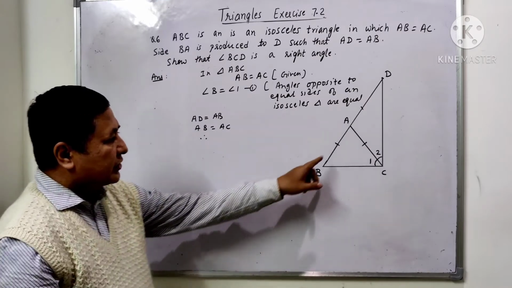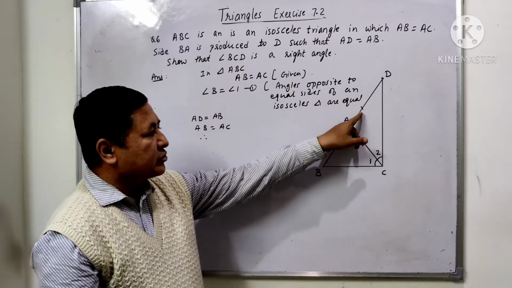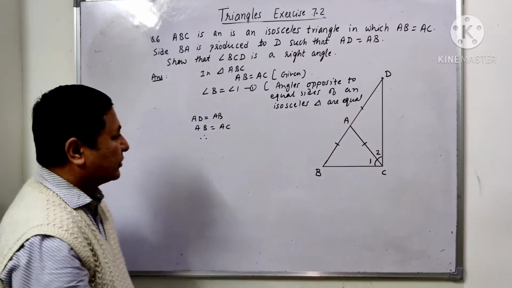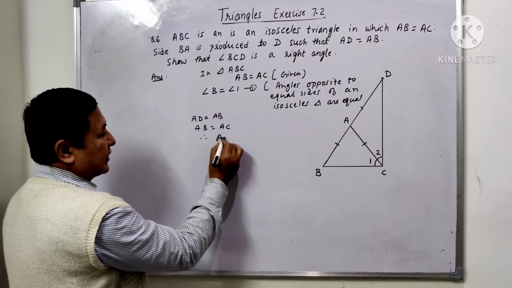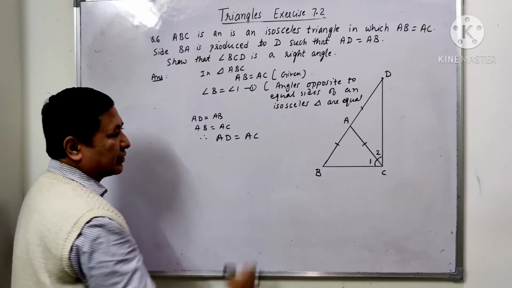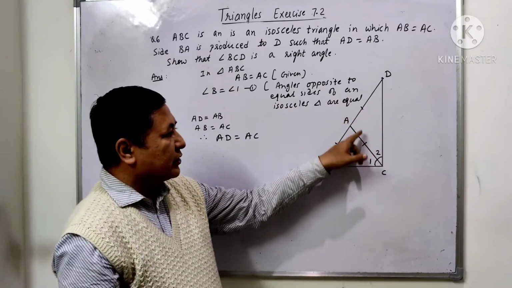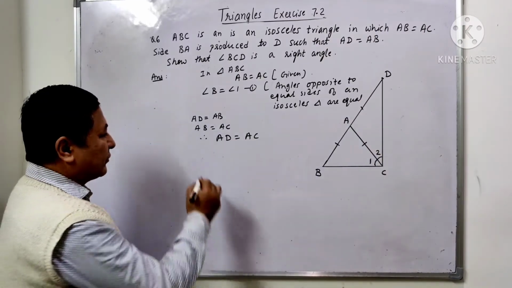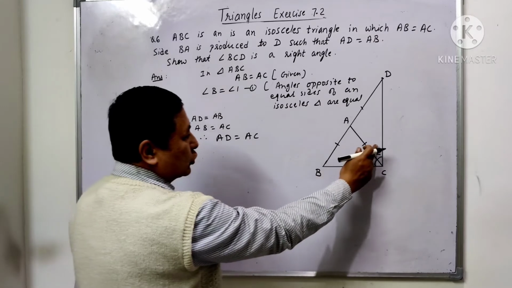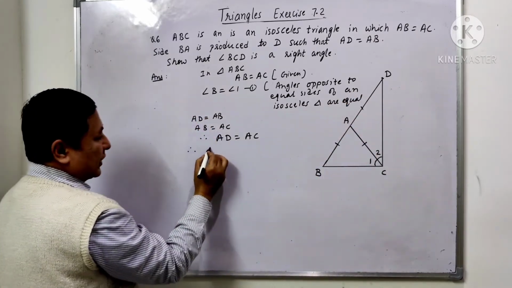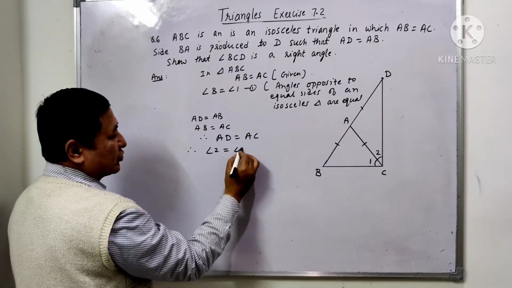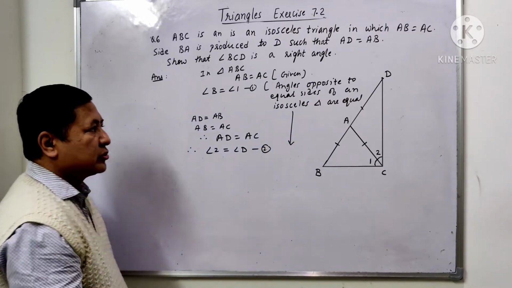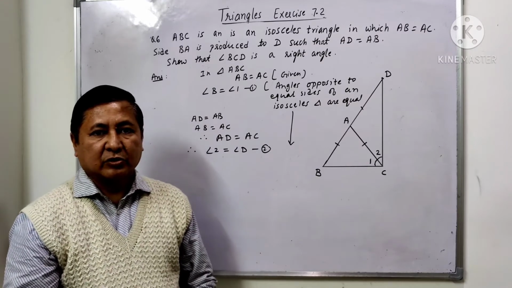Therefore, see in this question it is given AB is equal to AC and AB is equal to AD. So we can write that AD and AC are equal. Now these two sides are equal, so this triangle ACD will also become an isosceles triangle, and therefore angle 2 and angle D will also be equal, and the reason will be the same, that is the angles opposite to equal sides of an isosceles triangle are equal.